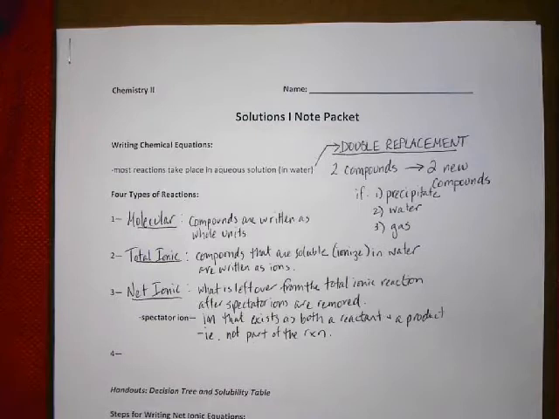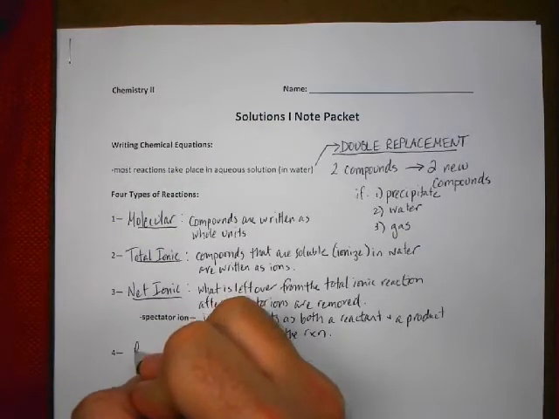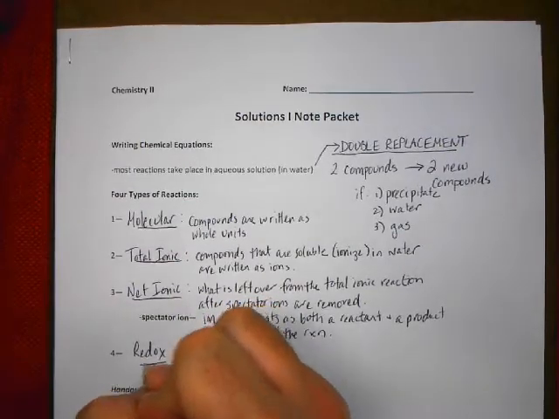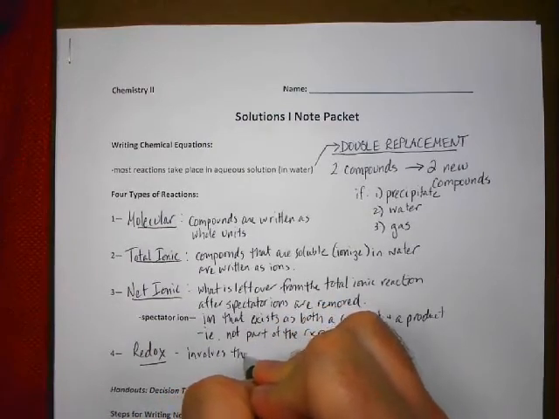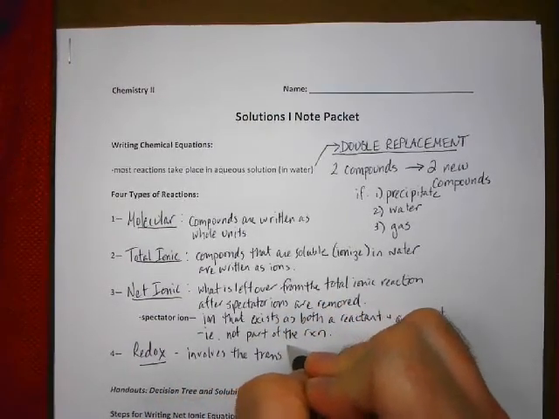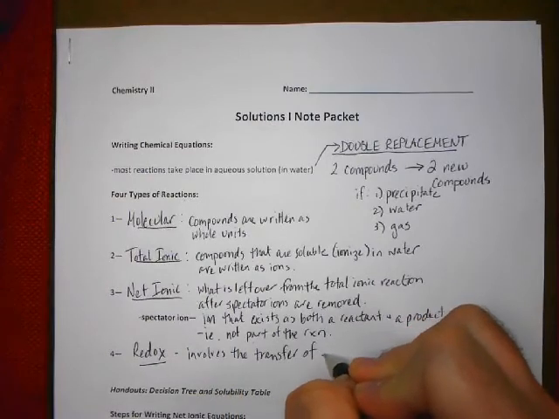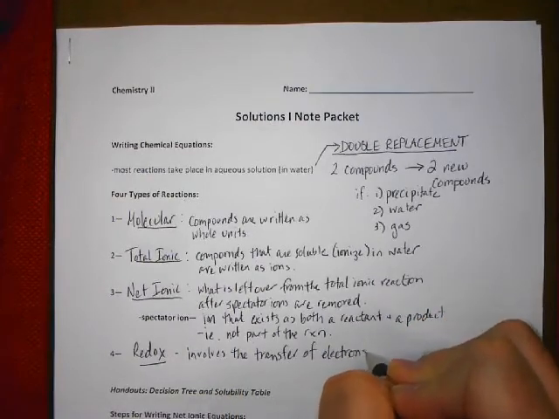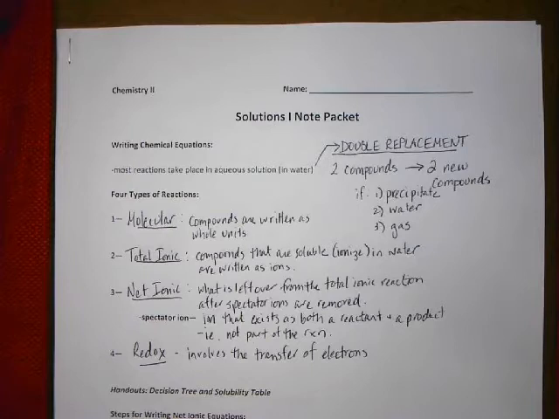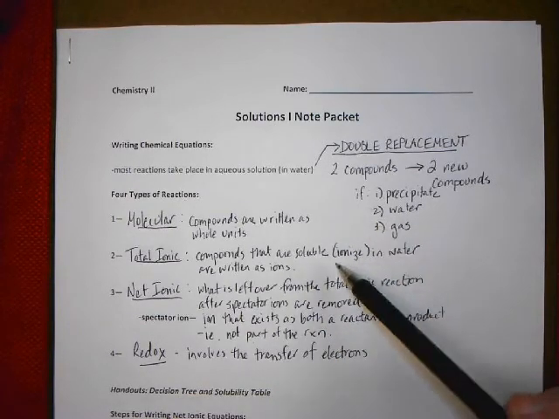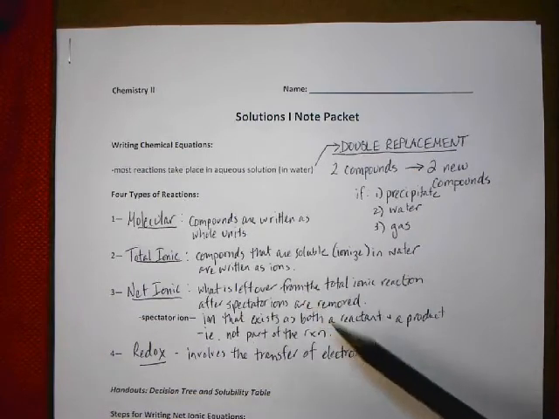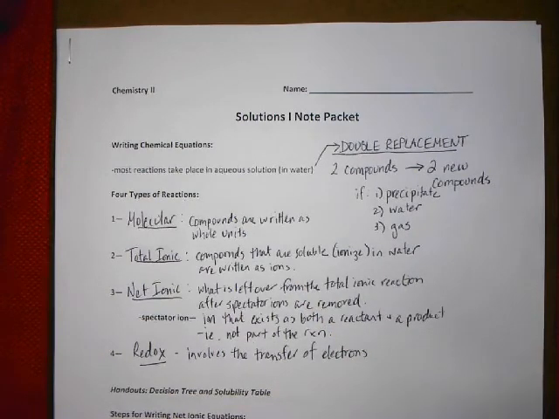Now, the 4th type of reaction we're going to look at in a later unit, and that's called a redox. It stands for reduction oxidation, and it involves the transfer of electrons. So those are the 4 types of reactions. We're going to be looking in the next video at how to figure out whether something ionizes in water and we write it as ions, and the compounds that are insoluble and we do not write as ions.